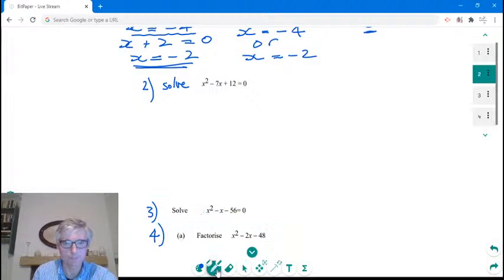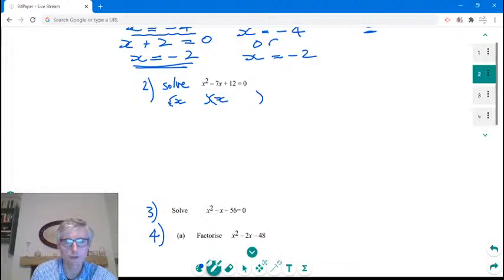Right, so this one is a bit more difficult because we've got negative signs involved. So we've got a minus 7x. When we're trying to factorise it into two brackets, we know that the first terms in each bracket are going to have to equal x. So that's going to have to be an x there, and an x there.